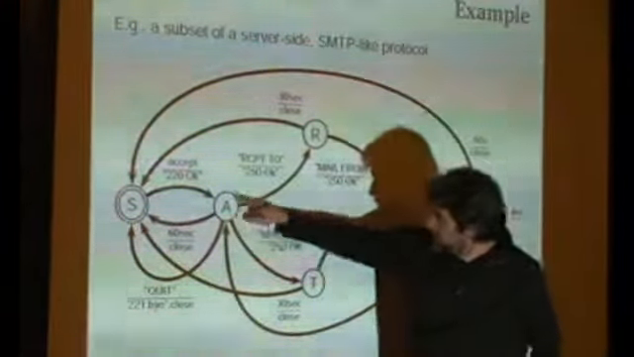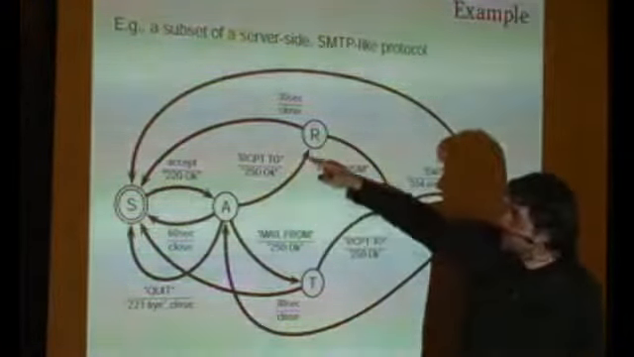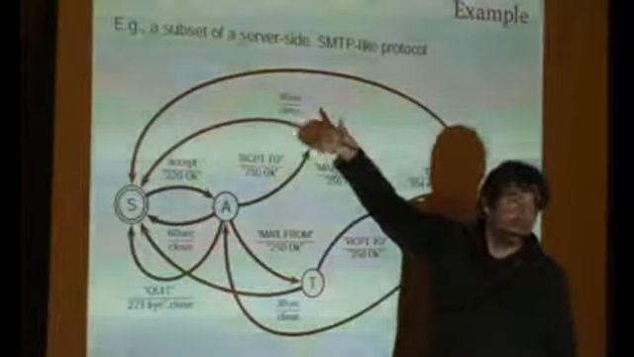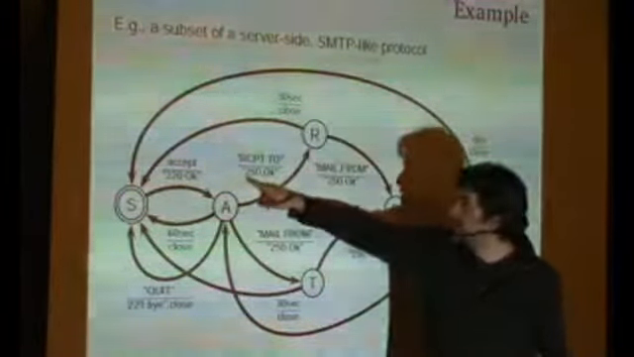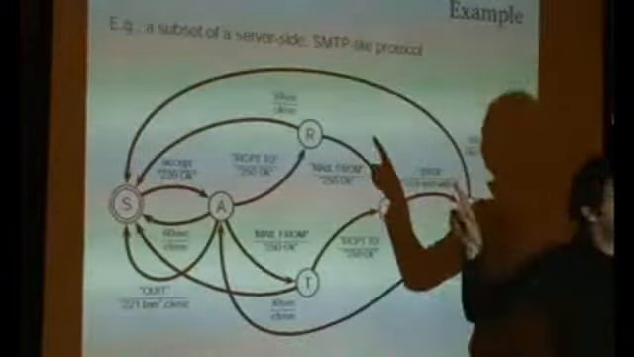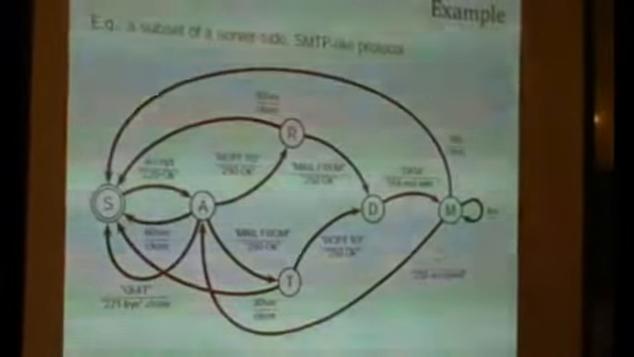And then in this accepted state, the client tells the server, recipient 2 sends the recipient 2 command, and then the server replies OK, and then says the mail from command, and then it waits for the data, and so on. So we use finite state machines here to specify transport protocols. Okay, let's go back to reliable transfer.